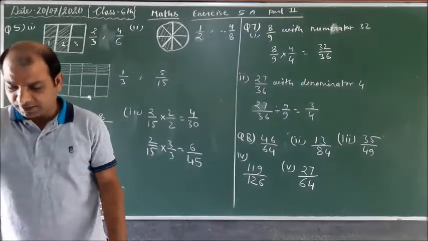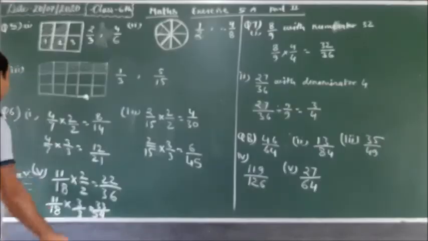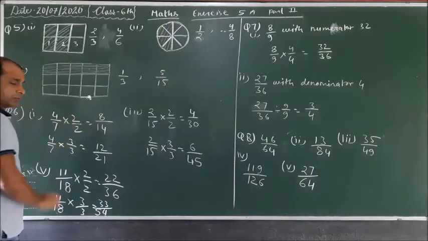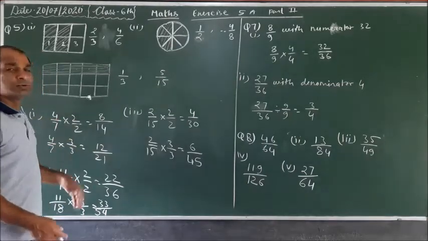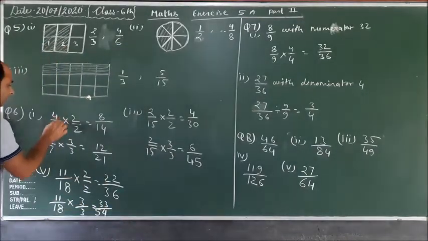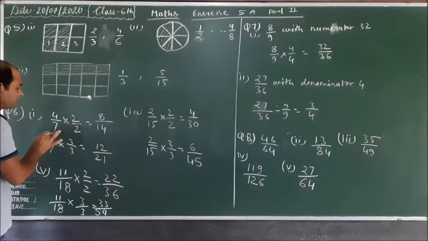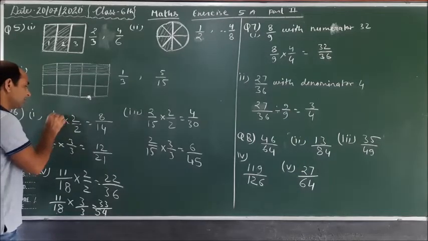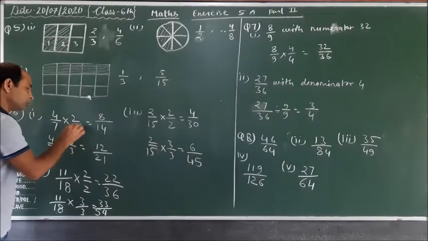Write two equivalent fractions for each of the following. Here we write the equivalent fraction of 4 upon 7. First we multiply by 2. You can also multiply by 3, 4, 5, 7, any number. Now here we multiply by 2. If we multiply the numerator by 2, then we also multiply the denominator by 2, the same number.